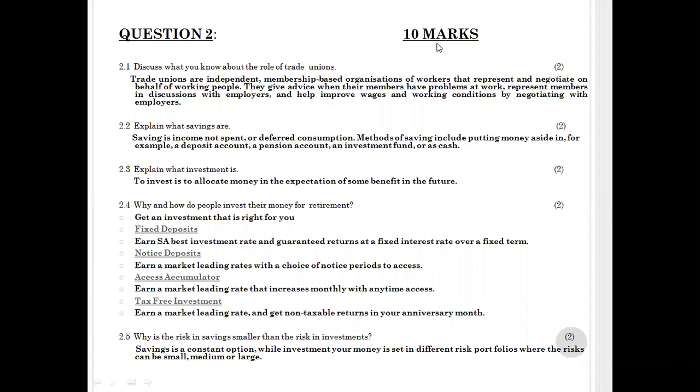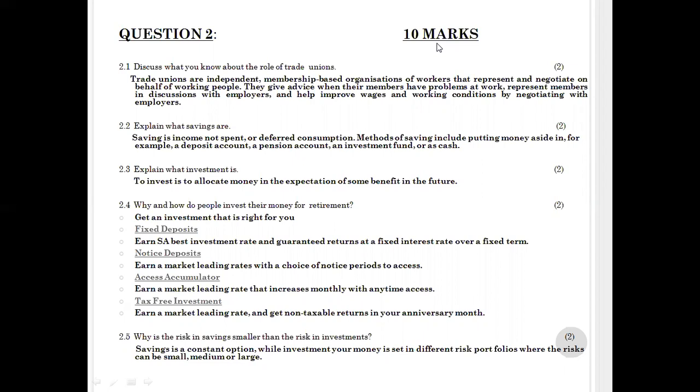2.4, why and how do people invest their money for retirement? Okay, specific for retirement. I've put quite a few there, but again, you can pick and choose any two. They say get an investment that is right for you. They can put it in a fixed deposit, where they say South Africa earns the best investment rate, with guaranteed returns at a fixed interest rate. So with the fixed deposit I've basically given you an explanation as well.